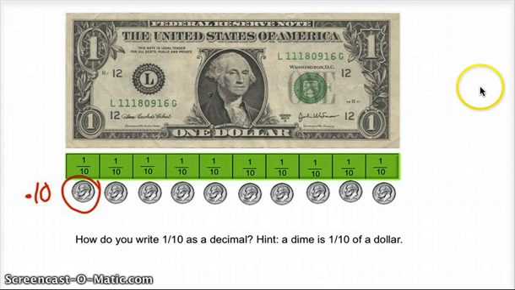If I had the fraction 1/10, you can see 1/10 right there. You're going to write it just like you would say it. You have to go to the tenths place. It's 1/10.